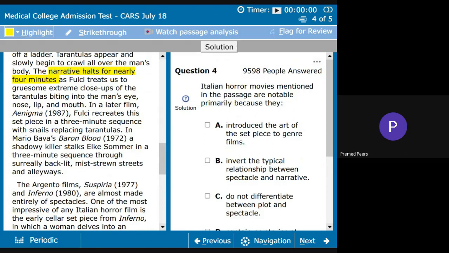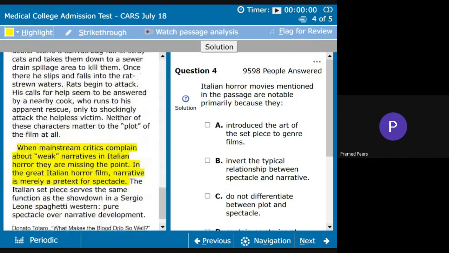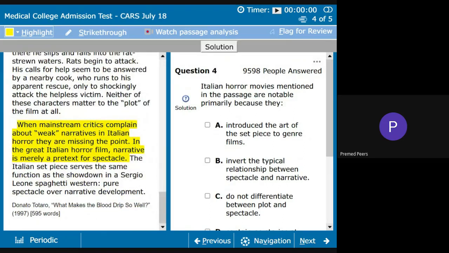So paragraph 3 states horror equals spectacle, not narrative. And the last paragraph says narrative equals spectacle. Oh, okay, I see. Let me see. So this last paragraph is actually saying here that narrative is merely a pretext for spectacle. So yeah, definitely one of those things where they'll use the same keywords or buzzwords over and over, and sometimes you just have to make sure that you're catching what they're saying more easily.